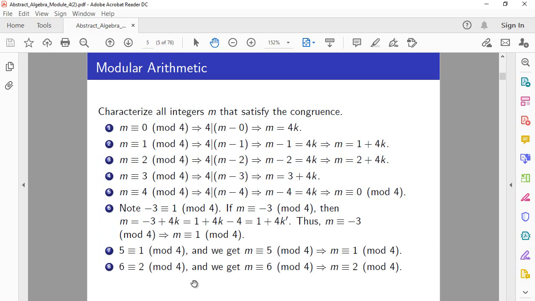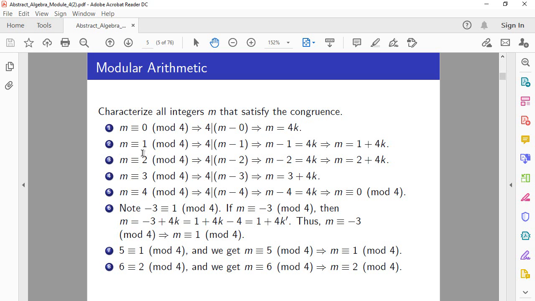Okay, so here I want to characterize all the integers that satisfy the given congruence. So if m is congruent to 0 mod 4, what does that mean? Well, it means that 4 divides m minus 0, which simply means that m is a multiple of 4. So m would be 4 times an integer k. Okay, what if m is congruent to 1 mod 4?